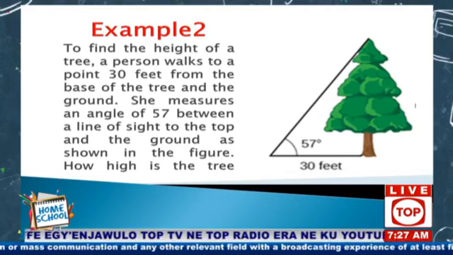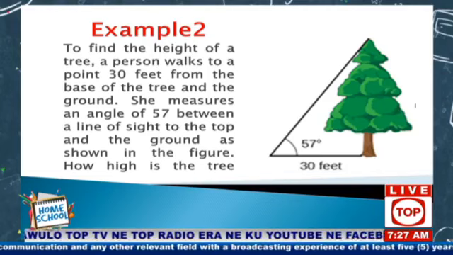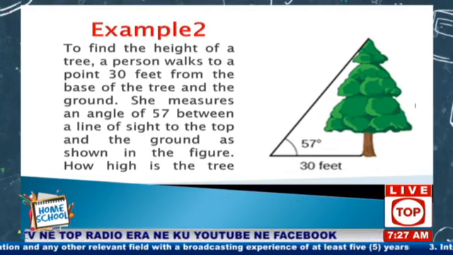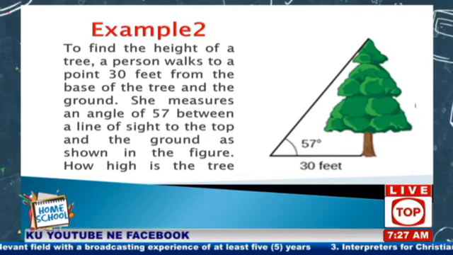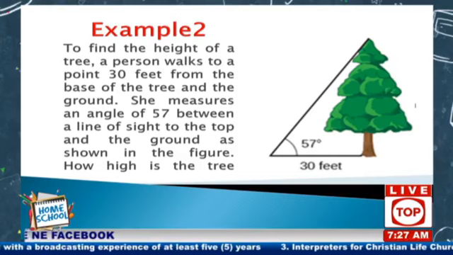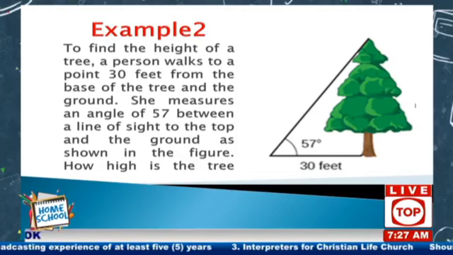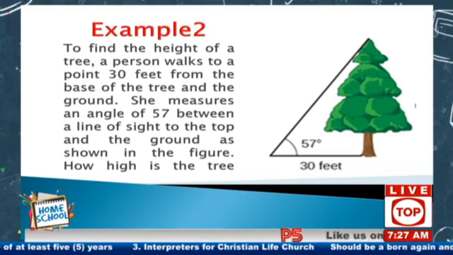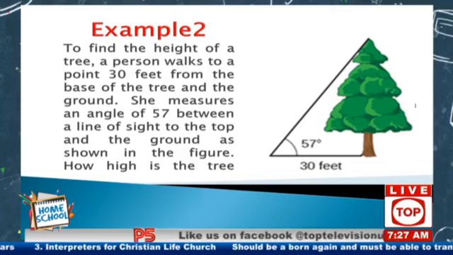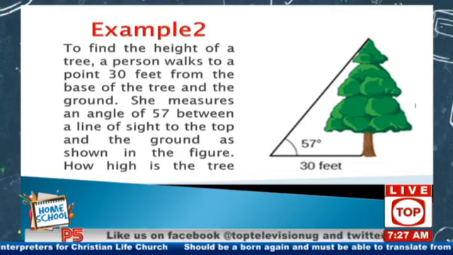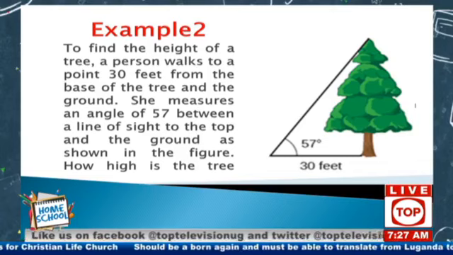Sometimes you call it the foot of the tree, from the foot, and the ground. She measures, this was a girl, she measures an angle of 57 degrees between a line of sight to the top and the ground, as shown in the figure. Then the question is, how high is the tree?